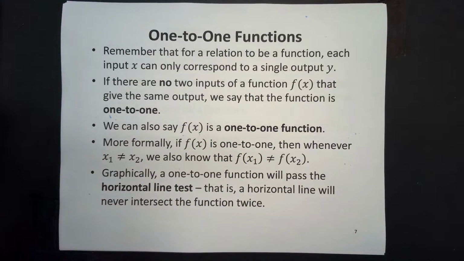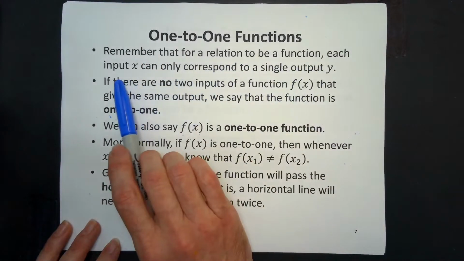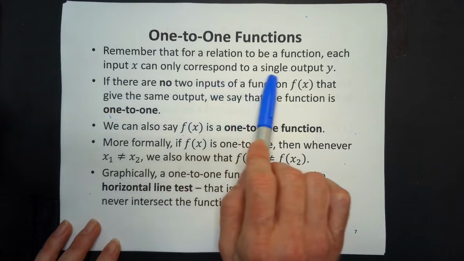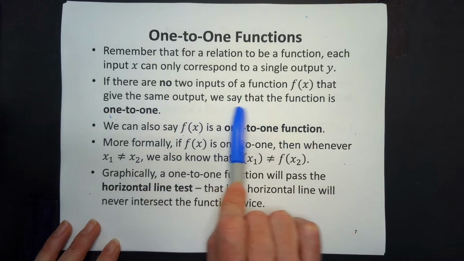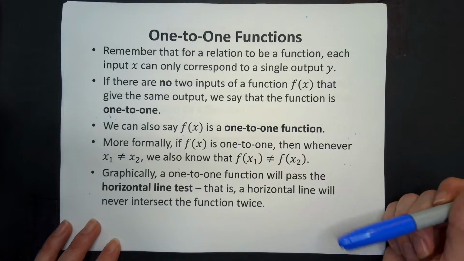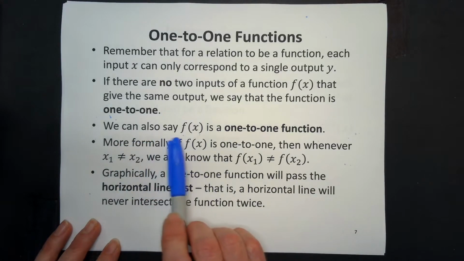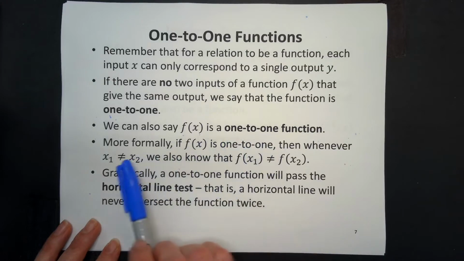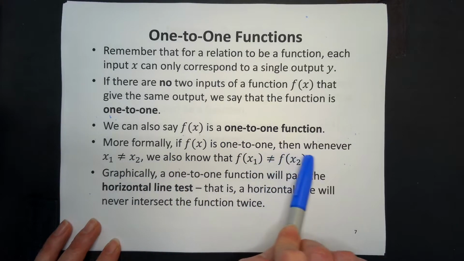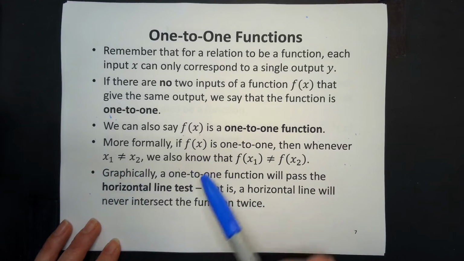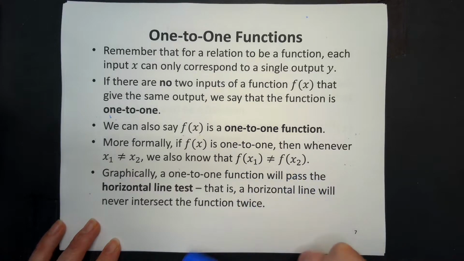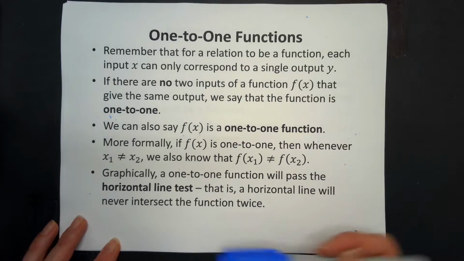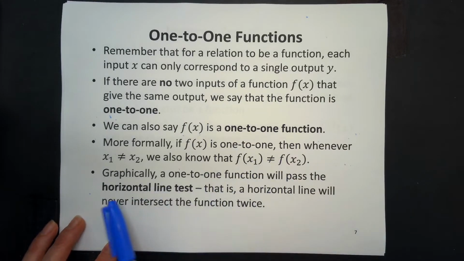One-to-one functions. Remember that for a relation to be a function, each input x can only correspond to a single output y. If there are no two inputs of a function f of x that give the same output, we say the function is one-to-one. In other words, I don't have any repeat y values. We can also say, more formally, that f of x is one-to-one if whenever x1 does not equal x2, you have two different x coordinates, then f of x sub 1 is not equal to f of x sub 2. In other words, our y values can't match. For any two x values that are not the same, our y values can't match if they're one-to-one.